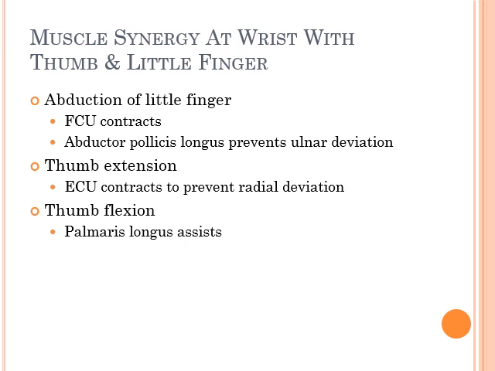Thumb flexion, the same thing. The palmaris longus is going to assist, and the extensor carpi radialis brevis is going to contract. What that's going to do is prevent your hand from going into ulnar deviation. So these are just little motions, and these aren't the only things. These are just examples, and I want you to be aware that there's a lot of muscle synergy at the wrist and hand with the thumb and the little finger, just to stabilize and make sure that your hand doesn't start doing a bunch of uncoordinated things.